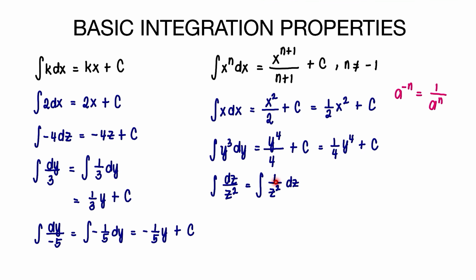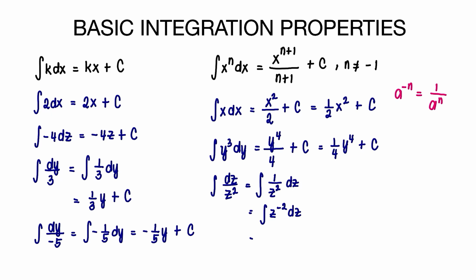And so this one can be written in this form. So mahimo na siyang integral of z to the negative 2 dz. So kani siya nga form, pareha na ani atong formula. So we can now apply this.